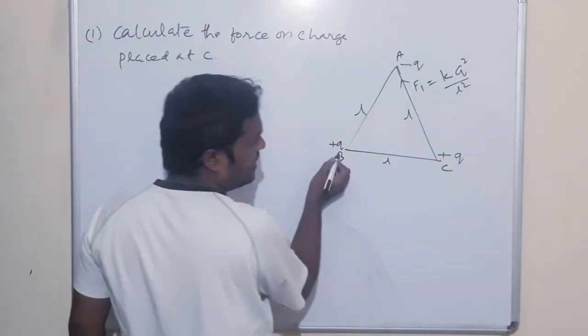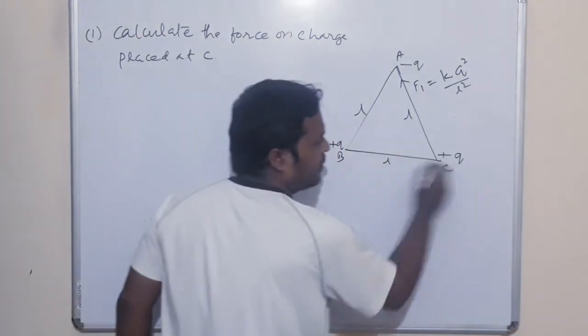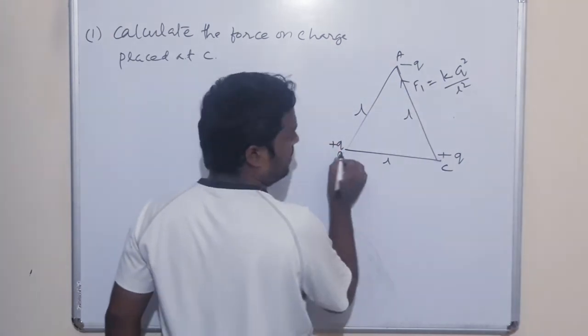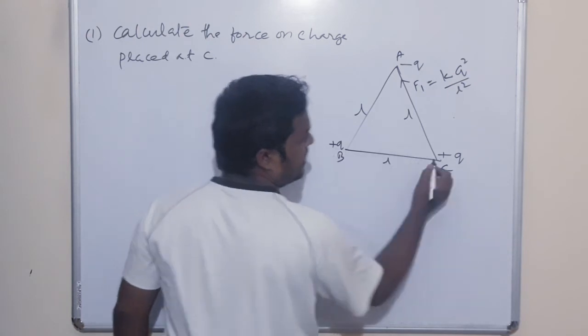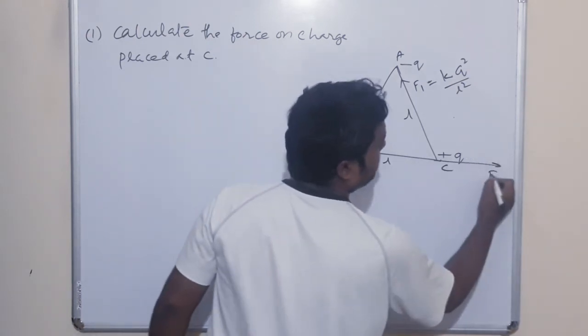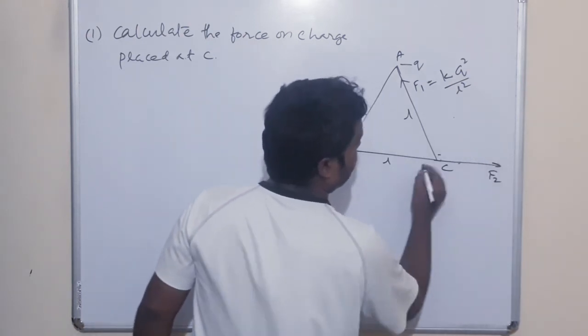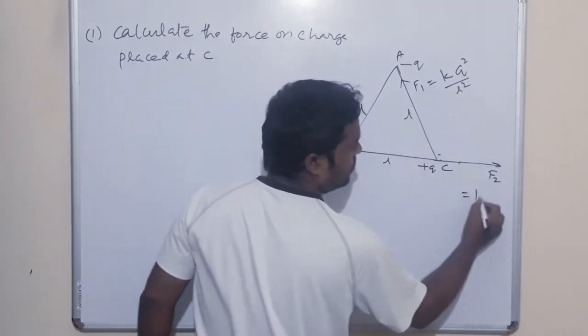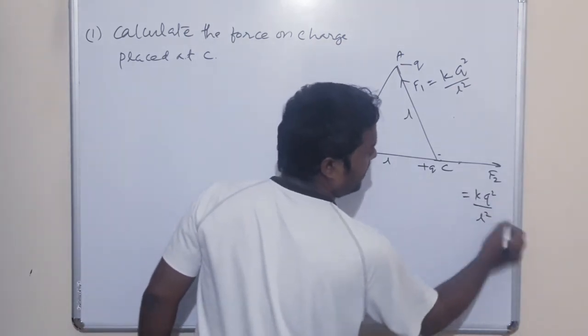Again this charge will be repelling it like this. See, F1 direction is like this. These two are positive, this charge will repel it like this. This will be F2. I will write this as plus Q this side. Then F2, which is also equal to KQ square by L square.